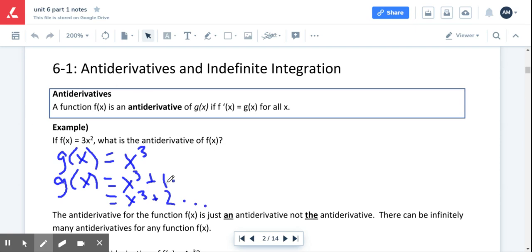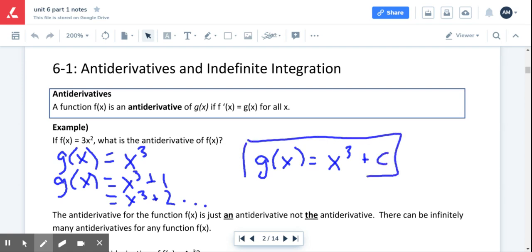Because when you take the derivative of this constant, that is 0. So all of these, if you took the derivative of it, you would get 3x squared. So the way we say that when we're taking an antiderivative is x cubed plus some unknown constant c. So that would be an antiderivative of 3x squared. So when you find an antiderivative, it's not the only antiderivative. There could be infinitely many. And this is the reason why, because you could put any constant there.